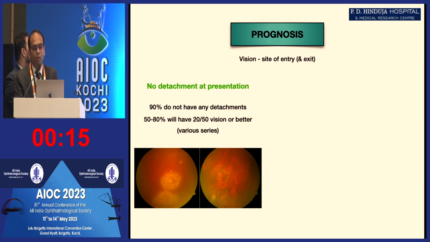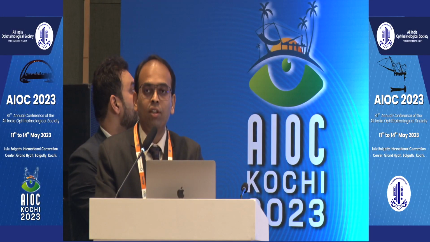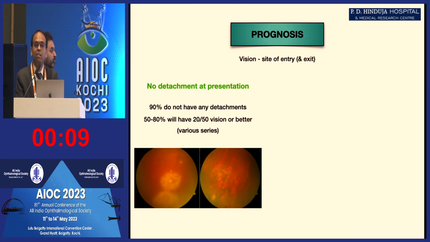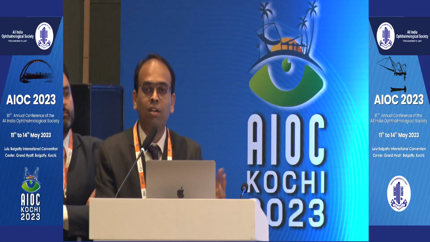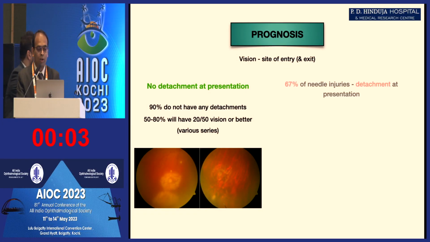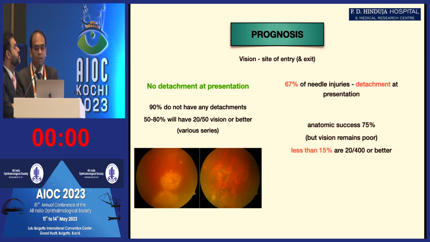So what is the prognosis? It depends on the site of entry and whether there's an exit or not. If there's no detachment at presentation, 90% of them will not have detachment, and 50 to 80% will have good vision, close to 20/50.